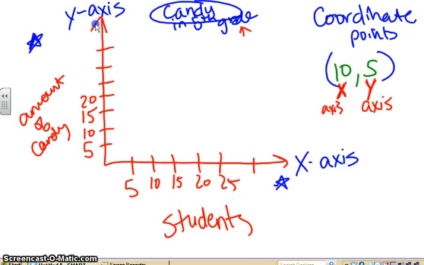So let me plot the points of 10, 5, which on my x-axis, I'll go over to the 10, and then on my y-axis, I'll go up to the 5, and that's where I put a point. You see, I didn't put a point right here and a point right here. That's not how coordinate points work. Those coordinate points that I gave you a second ago are the points where you are going to put one piece of information. And so I went over 10 and up 5, which means that 10 of my students had 5 pieces of candy. So that's how I did that coordinate grid.